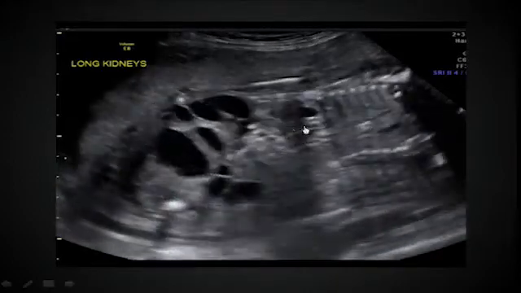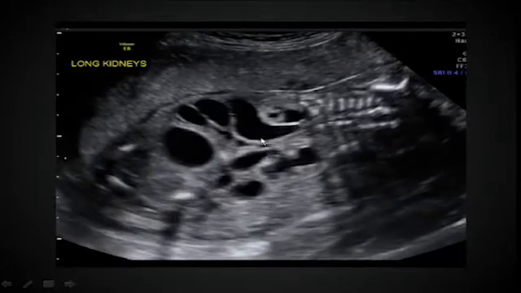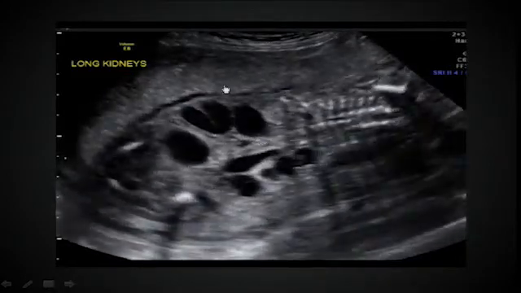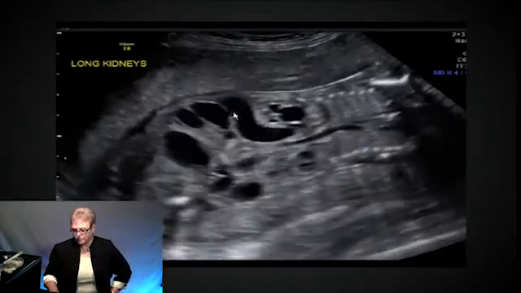And looking at those kidneys, look at these megaureters. Look at how dilated these ureters are. If normal, you're not going to see the ureters. See how tortuous they are? They're just kind of winding back and forth.